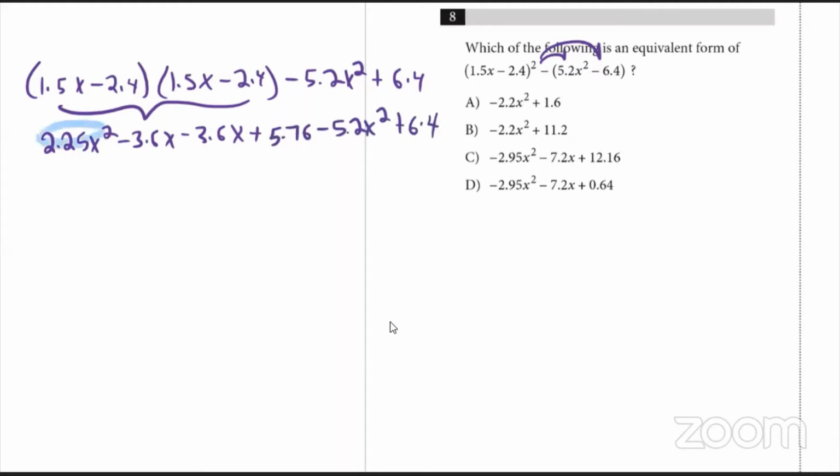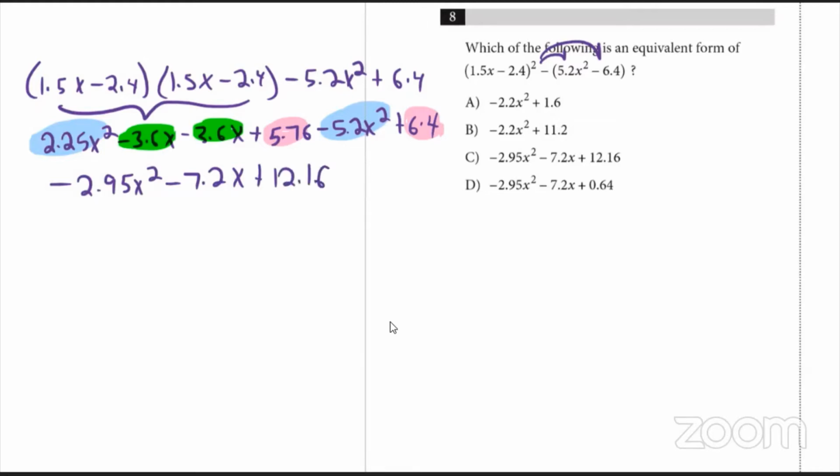Now we're combining like terms. So we have our x squared terms here. We have our x terms here. And we have our constants here. Constants are the numbers that don't have an x. So adding the two blue ones, combining like terms there, and we get negative 2.95 x squared. The two green ones, combining like terms, negative 7.2x. And the two pink ones, 5.76 and 6.4, are going to add to 12.16. So this answer matches exactly with choice C for number 8.